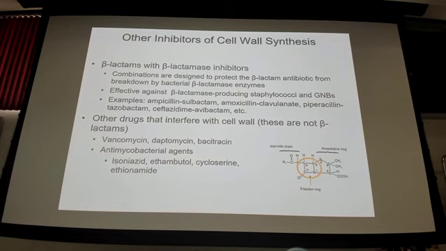And we also have other drugs like vancomycin, daptomycin, and bacitracin that also target the cell wall, but they do it in a different way. They're not beta-lactams. And these antimycobacterial agents, the ones that we use against TB, most of these are first-line treatments for TB. And these take advantage of the fact that you can target mycolic acids in those mycobacterial targets.